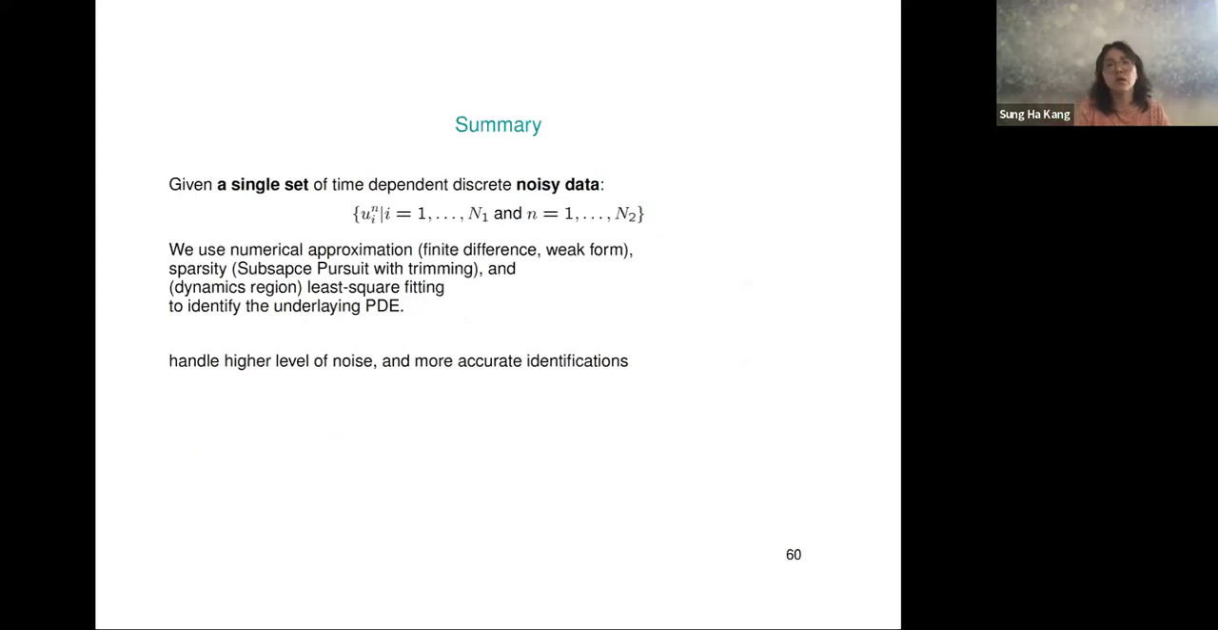Okay, just to summarize, I've been talking about how, given a single set of time-dependent, discrete, noisy data, to find the underlying dynamic. We use numerical approximation, finite difference, a weak form, and use the sparsity in a good way, and try to use the least square fit in a good way to identify the PDE. Right now, I would say Weak IDENT is pretty stable. You can play around with it. You can handle high levels of noise, and we've been progressing so that the identification will be more accurate.